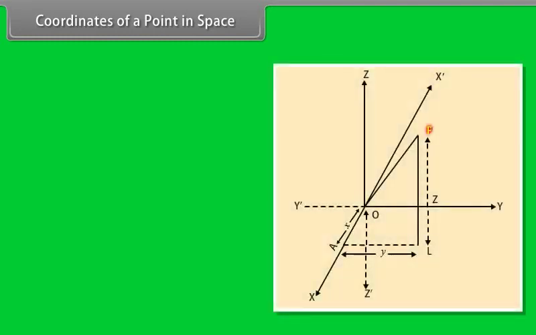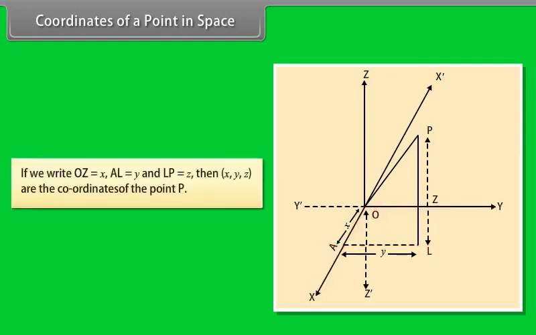Coordinates of a point in space. Let P be any point in space. Through P, draw perpendicular PL on the XY plane meeting this plane at L. Through L, draw a line LA parallel to OY cutting OX in A. If we write OA is equal to X, AL is equal to Y, and LP is equal to Z, then X, Y, Z are the coordinates of the point P.